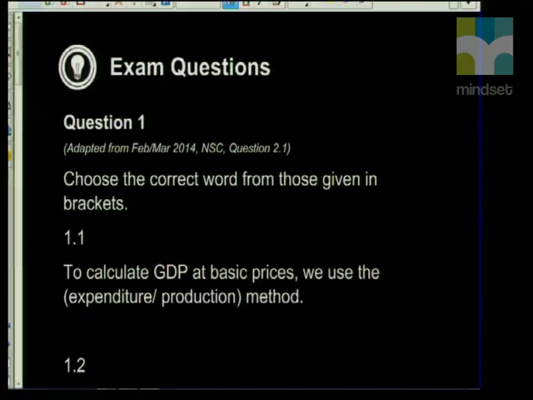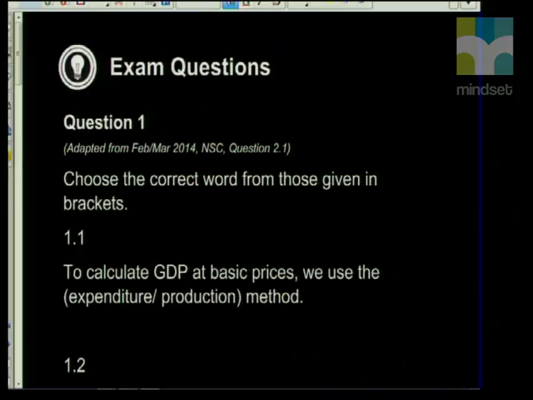If we look on the next page, we have the actual exam questions which were adapted from the March 2014 NSC question paper. The first question says, choose the correct word from those given in brackets. I'm not going to waste more time here. We call these the lower order questions because they don't need a lot of thinking on your part.